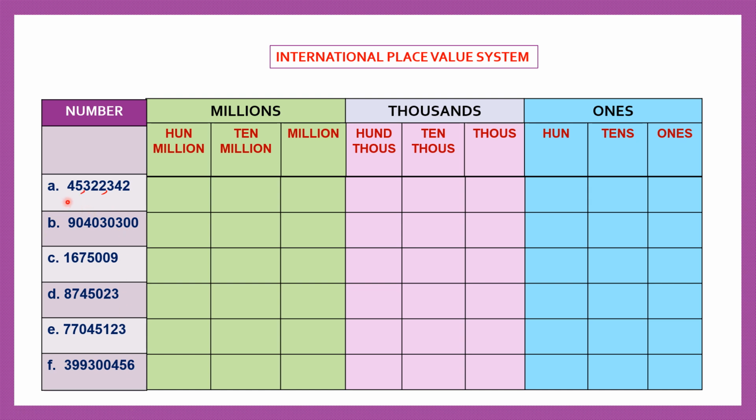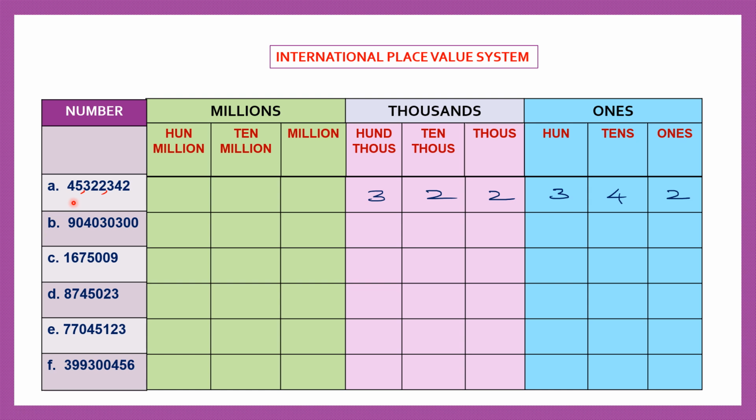Now it's easy for us to put these in the right places here under the right period. Now 342 will be in the ones period. So we can write 342 here. Let's write that. So this is 342. That's the ones period. Now let's look at the thousands period. It is 322. So we can put it here 322. So we have 322. Then let's go to the millions period.